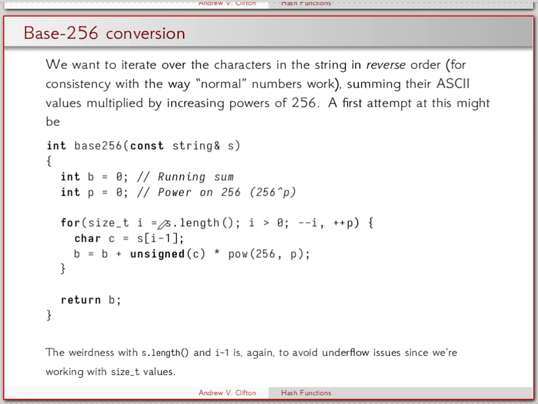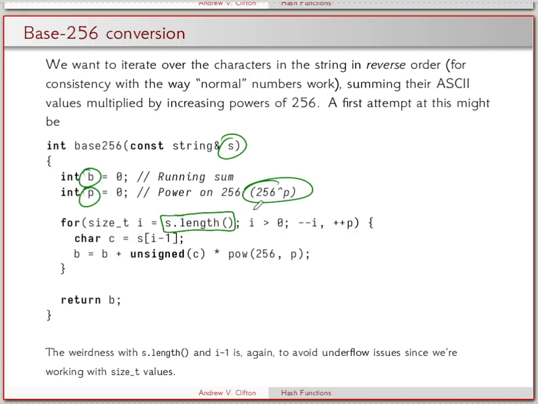So here's our first attempt. I've got my string. I'm going to have a running sum in B, and then P is what is the power on the 256: 256 to the 0, 256 to the 1, and so forth. So what I'm doing is I'm going to start at s.length.